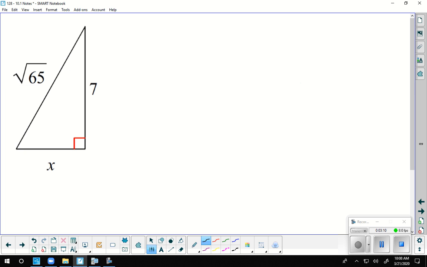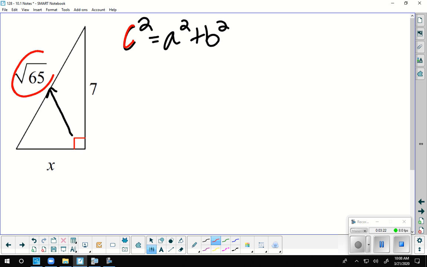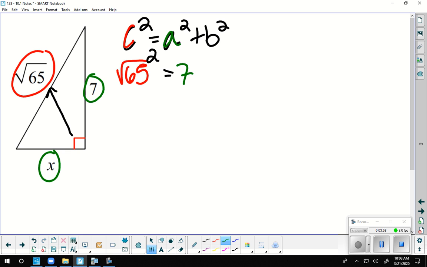Let's do another one. This time, they gave us the hypotenuse. So we know hypotenuse squared equals leg squared plus leg squared. So my hypotenuse now, my C value, is the square root of 65. But don't forget, we still have to square C. And then that equals leg squared plus leg squared. So that's going to equal my A value, which say is 7 squared, plus my B value is X, so X squared.